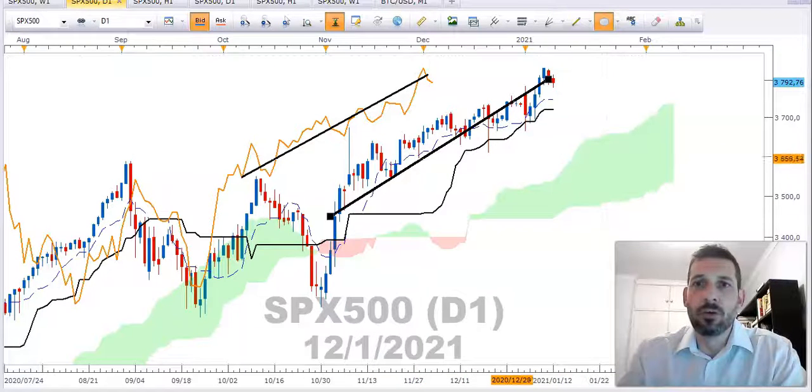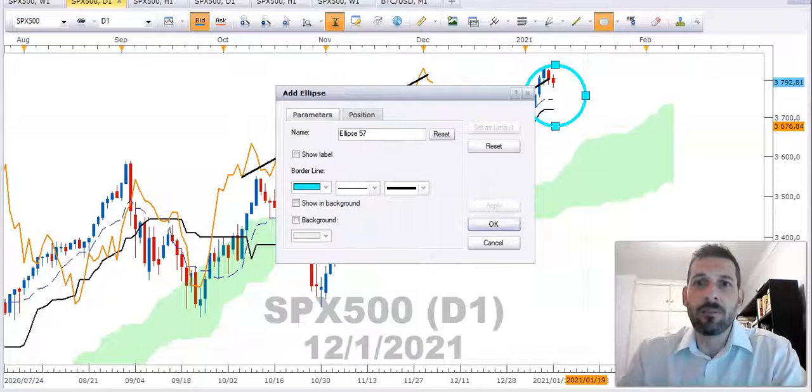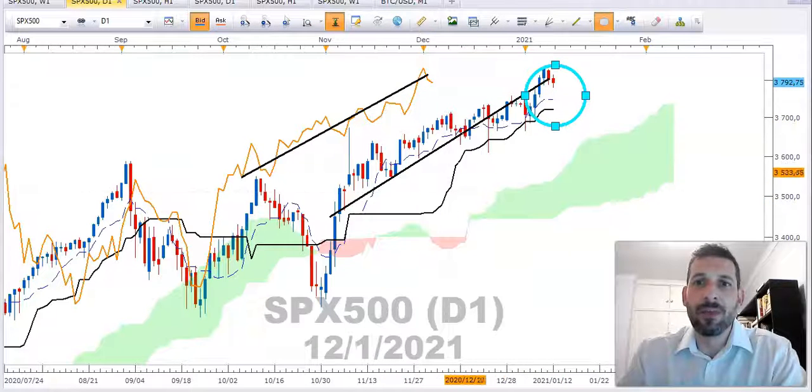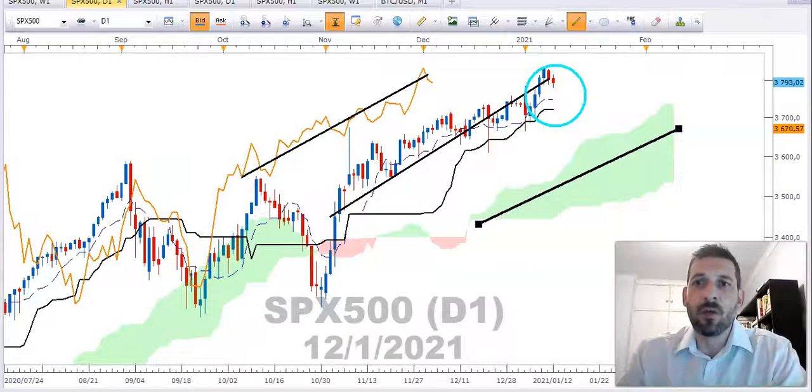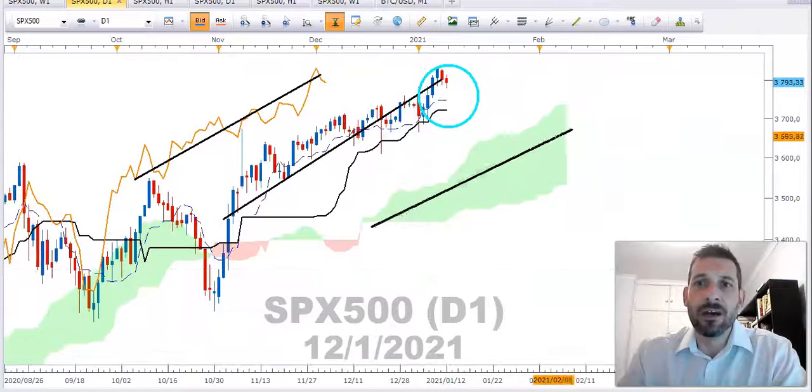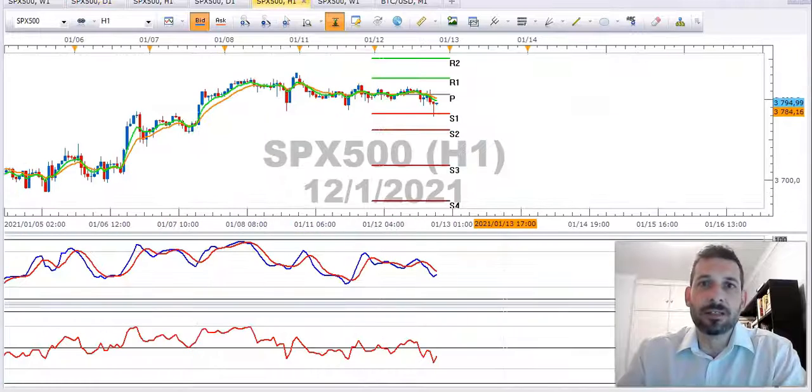We also want to draw attention to the fact that the candlesticks are above the black baseline and that black baseline is trending up. And finally, the forward cloud is moving in that northeasterly direction and is expanding, which is indicative of an uptrend. Let's go down to the hourly chart.